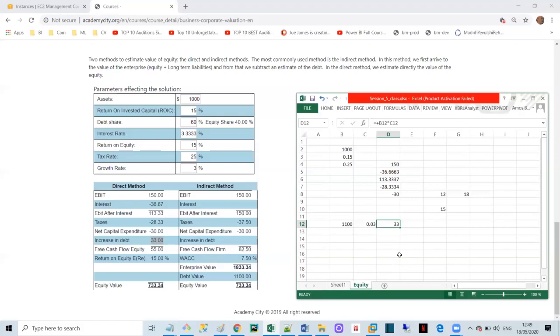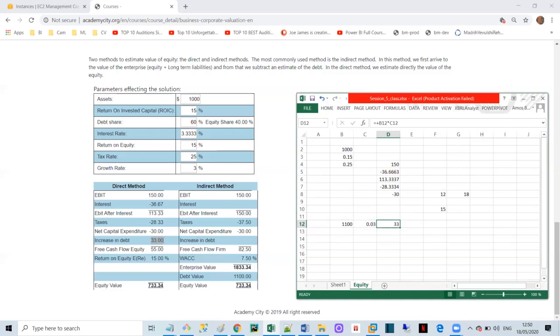I have a company in a steady state. Eventually, the value of the debt is 1,100. The value of the equity is 733. We already know it from the first method. If this company is going to grow by 3%, the debt holders have to put in 33 more for their debt to go up by 3%. Therefore, that's how we get to the 33. That's why we have the 33 here.